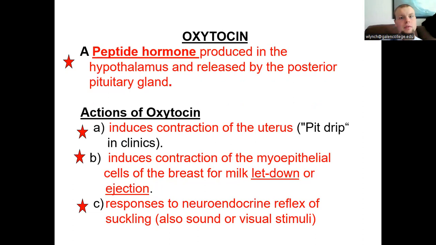Next hormone up is oxytocin. Oxytocin is a peptide hormone. It's going to be released from the hypothalamus, stored in the posterior pituitary gland.